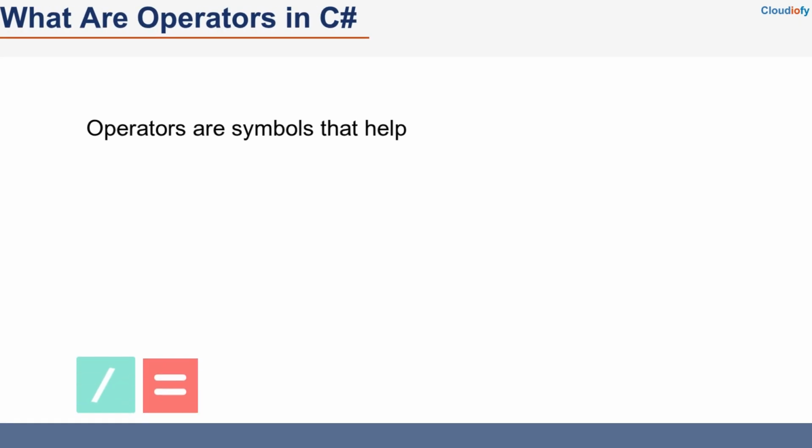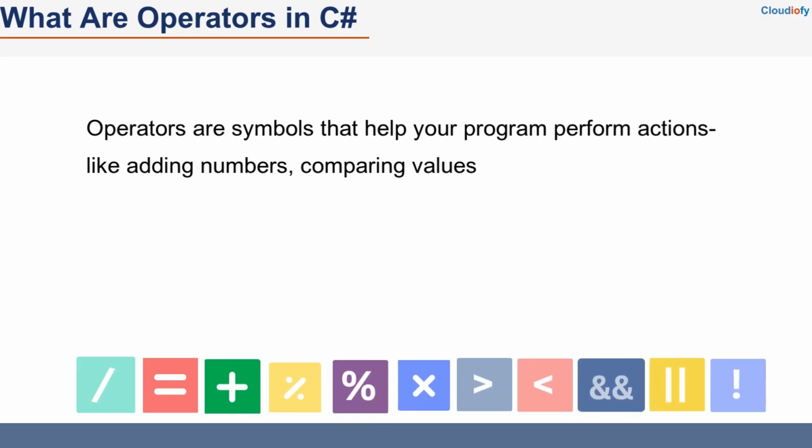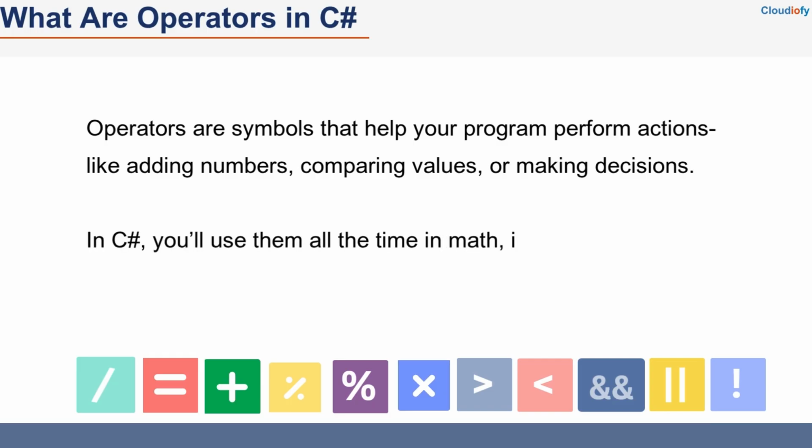In today's video, we are talking about operators in C#. Operators are symbols that help your program perform actions, like adding numbers, comparing values, or making decisions. In C#, you'll use them all the time in math, if statements, and logic. They're small, but they're a big part of how programs work.